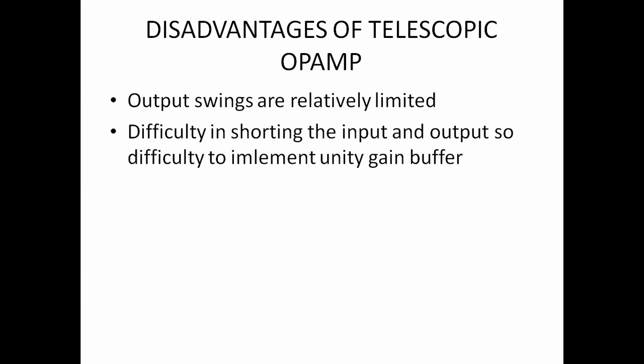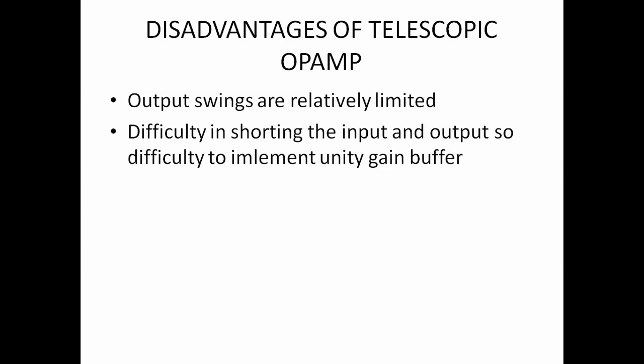There is a limitation of using telescopic op-amp as a unity gain buffer because there is difficulty in shorting the input and output. So what is a unity gain buffer? What is a voltage follower op-amp? Voltage follower op-amp means, according to our op-amp 741, pins 2 and 6 are shorted. Pins 2 and 6 shorted means the input pin and output pin are shorted. That is a voltage follower. It is known as a unity gain buffer.